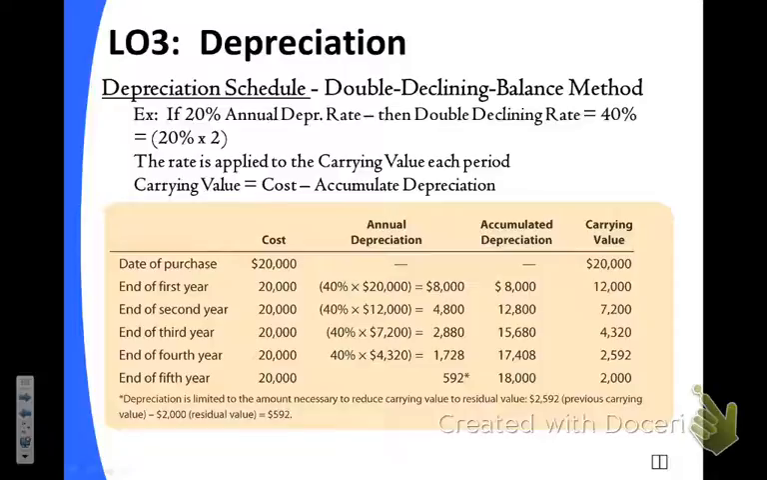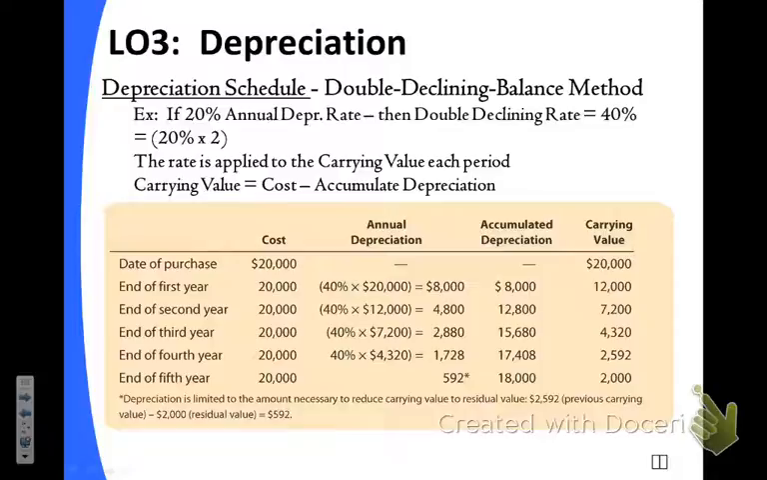Now we go into our fourth year. We take our carrying value and multiply it by the 40%, which gives us an annual depreciation of $1,728. Add that to last year's accumulated depreciation to get the end of the fourth year accumulated depreciation of $17,408. Subtract the $17,408 from the $20,000 original equipment cost, and we get a carrying value at the end of the fourth year of $2,592.